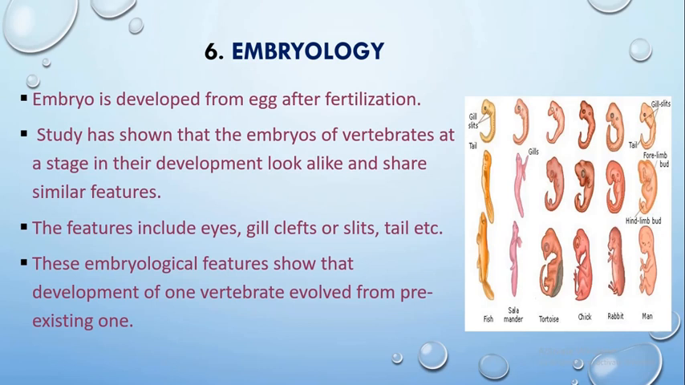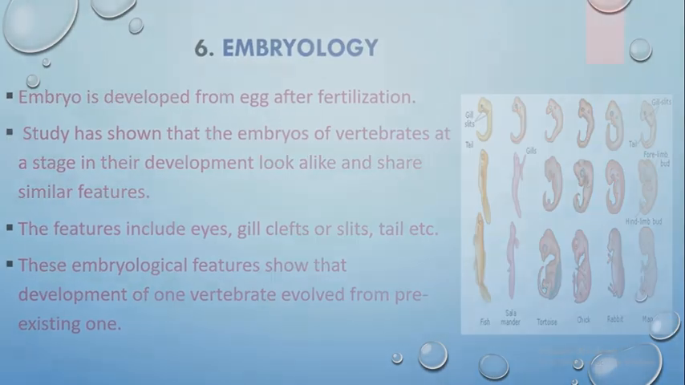So this is showing that the salamander must have evolved from the fish, the tortoise from the salamander, the chick from the tortoise, and then mammals from the chick. Now note that these embryological features show that the development of one vertebrate evolved from a pre-existing one. So the salamander evolved from fish, the tortoise from the salamander or toad or frogs, and so on.